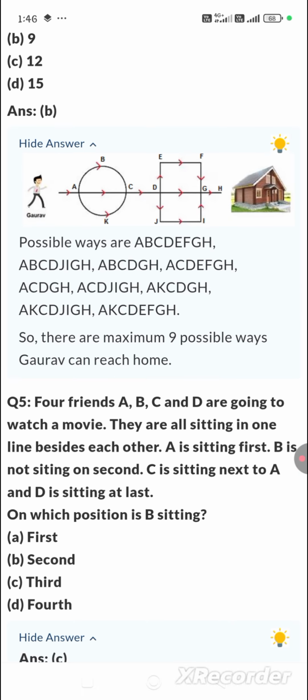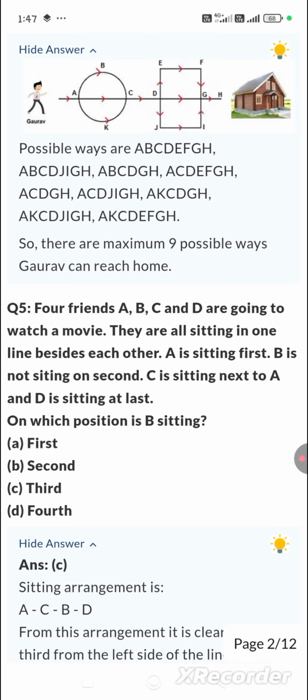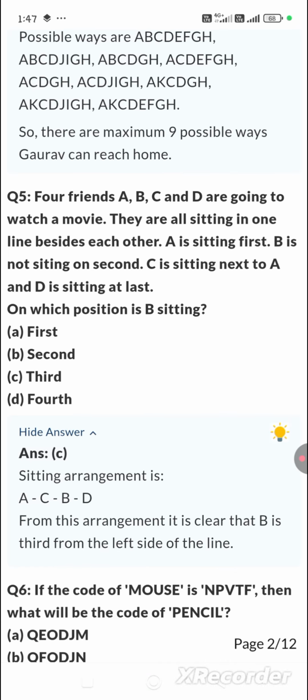4 friends A, B, C and D are going to watch a movie. They are all sitting in one line beside each other. A is sitting first, B is not sitting on second, C is sitting next to A and D is sitting at last. On which position is B sitting? Answer is option C, third position. Sitting arrangement is A, C, B, D. From this arrangement, it is clear that B is third from the left side of the line.